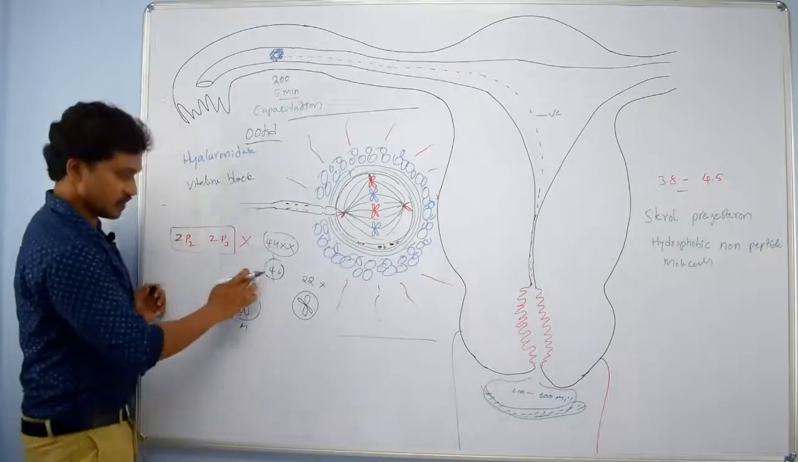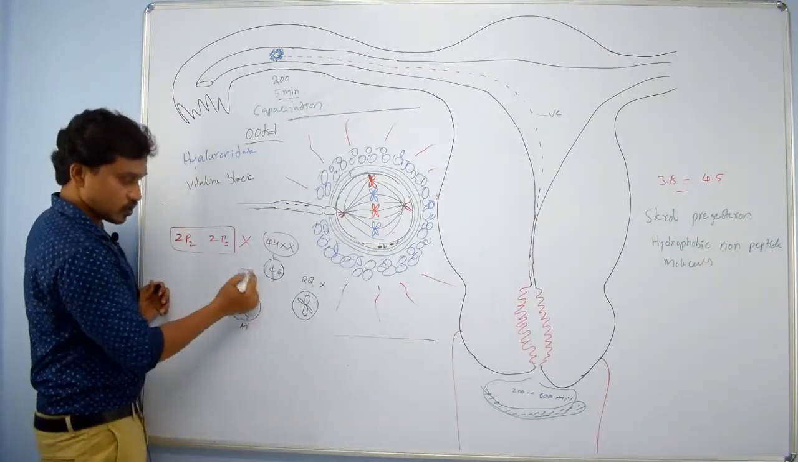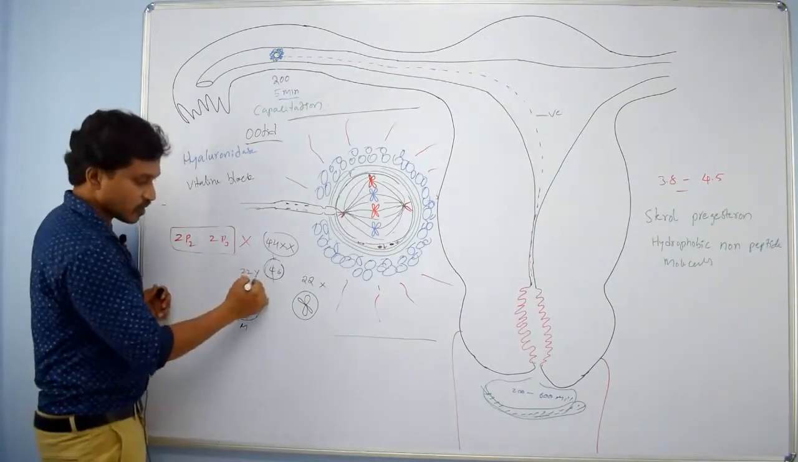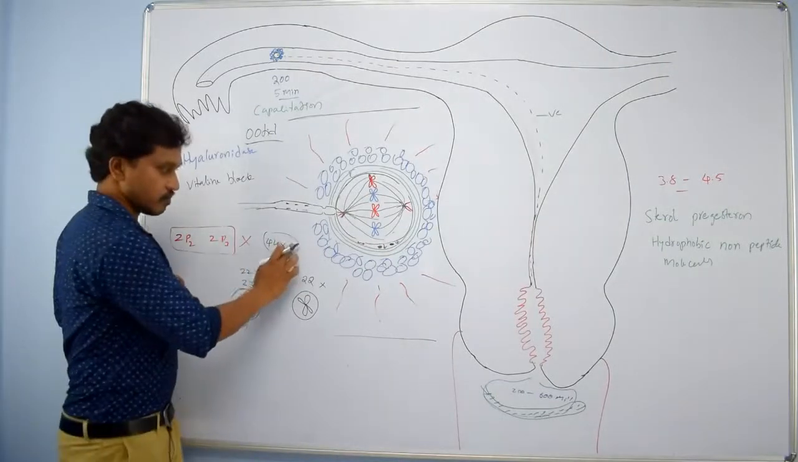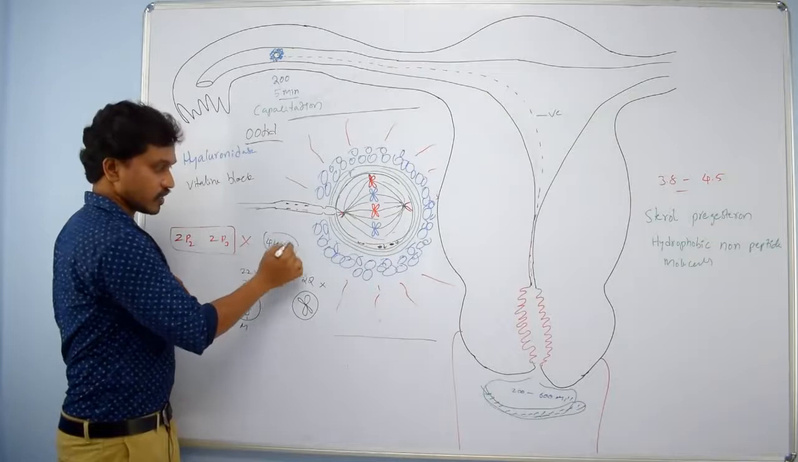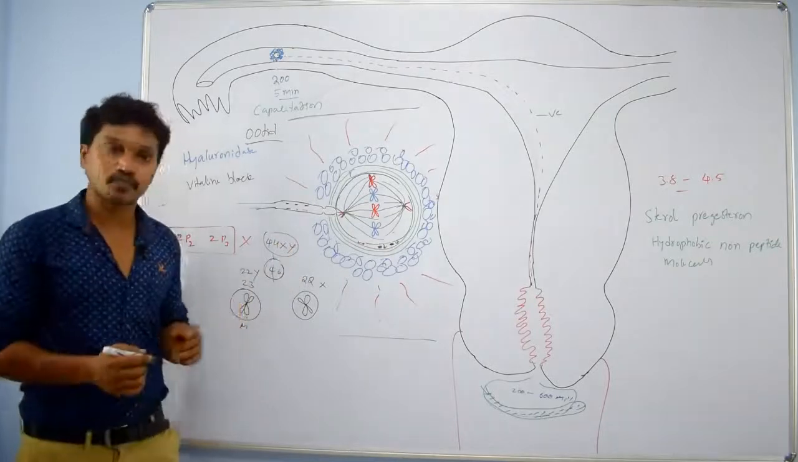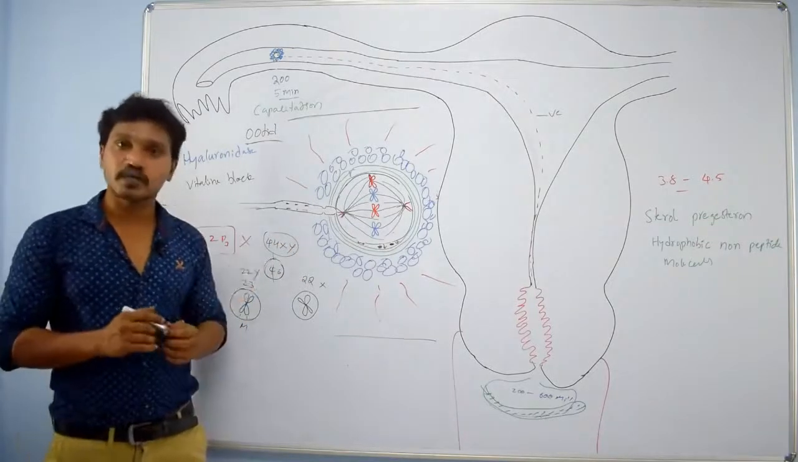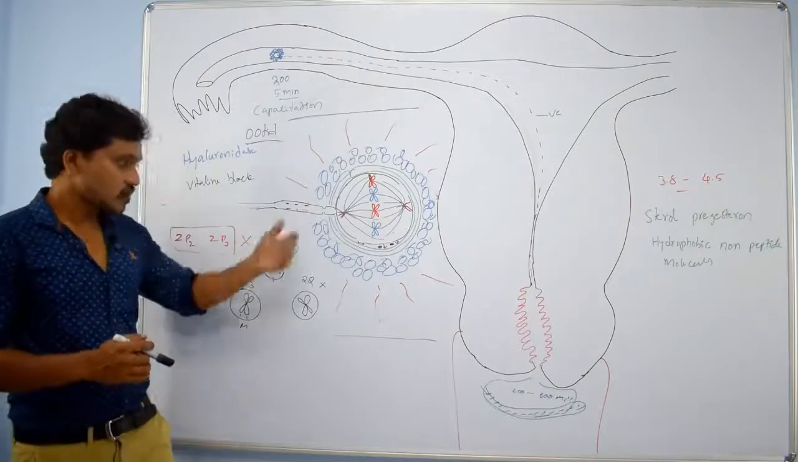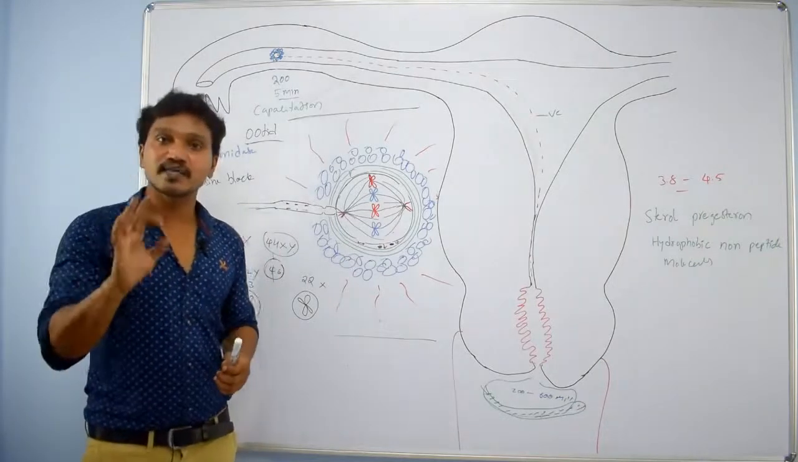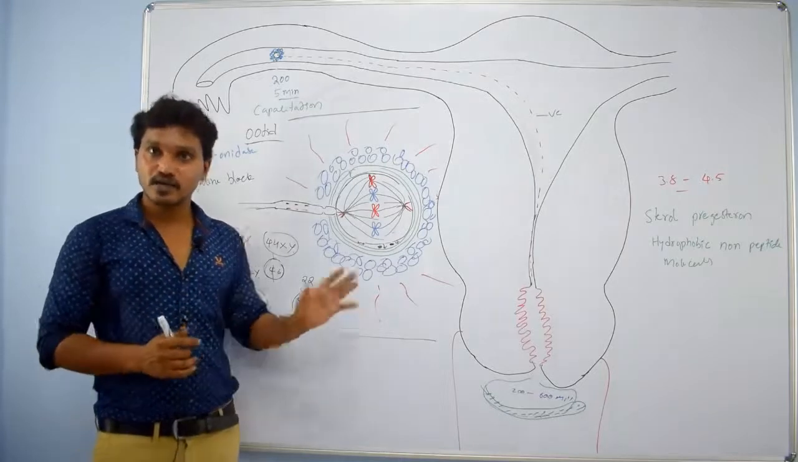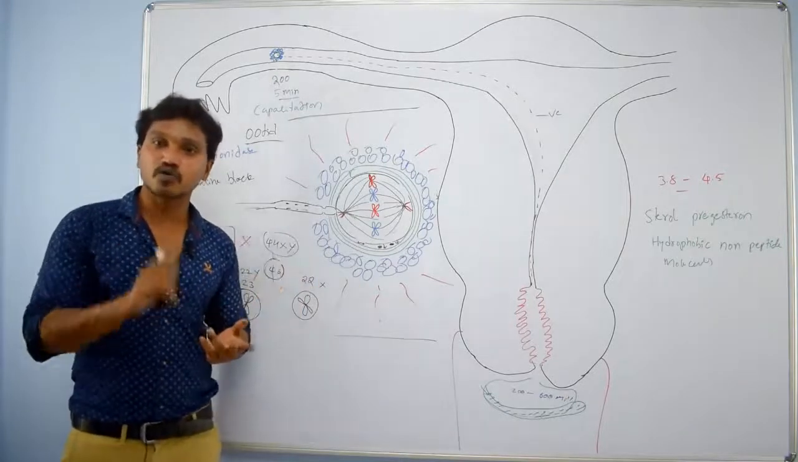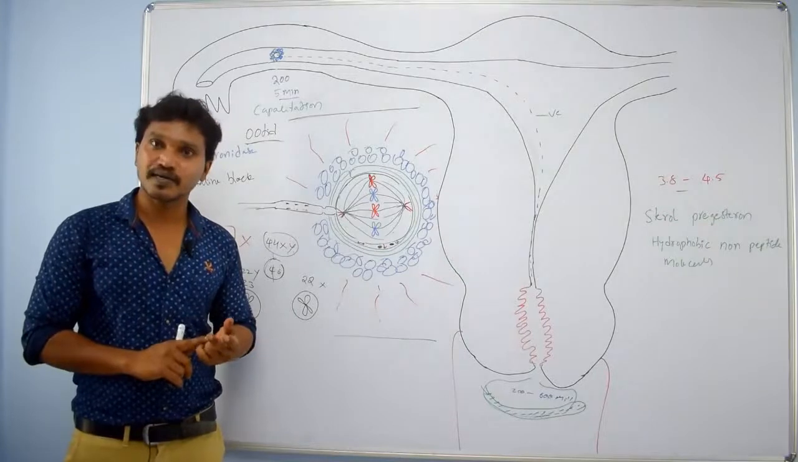If the sperm contains 22 autosomes with one Y chromosome as the sex chromosome, at that time here 44 with X and Y. So the resulting zygote is male. So the male gamete will decide the sex. Male gamete will decide the sex, right? So this is determination of chromosomal sex. Clear?